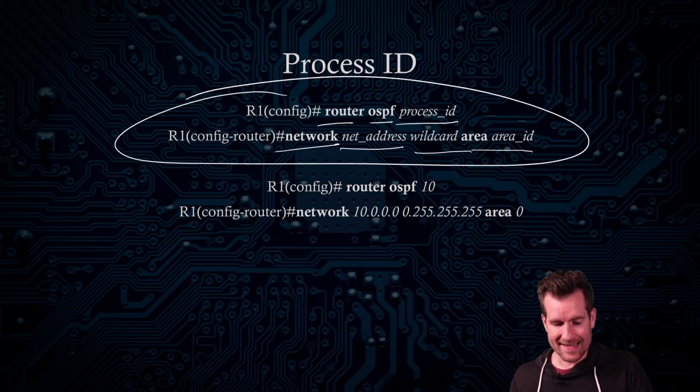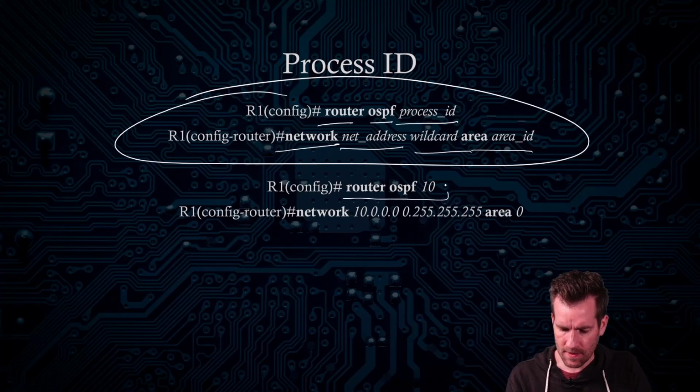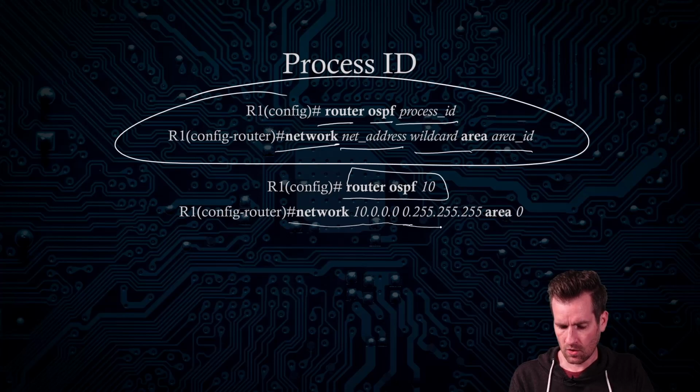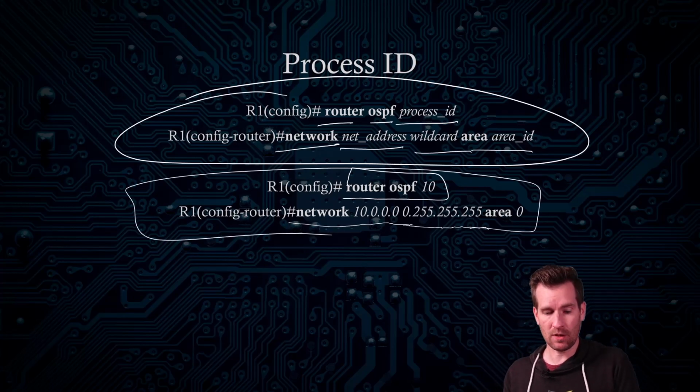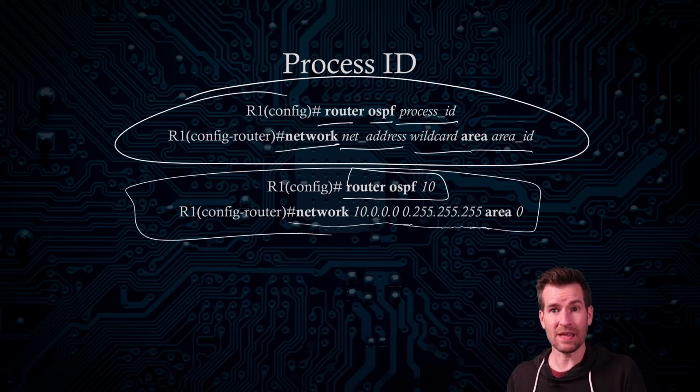An example of that is router OSPF 10, and then network 10.0.0.0 0.255.255.255 with an area of 0. So these are example commands that we'll actually be putting in on our network.